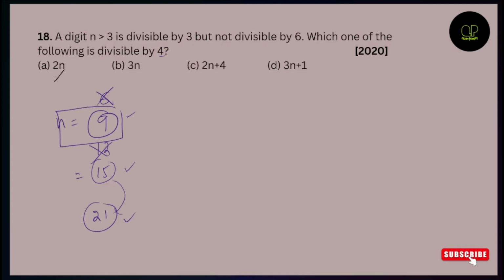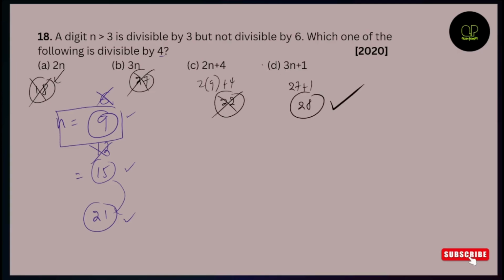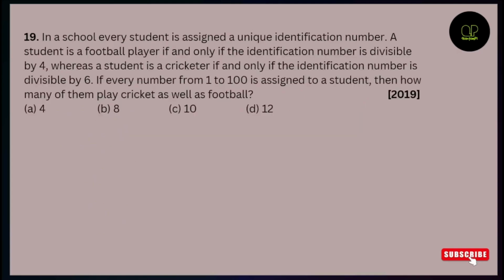So this will be 2 into 9, 18, which is not divisible by 4. This is 3 nines, 27, not divisible by 4. This is 2 into 9 plus 4, 18, 22, which is not divisible by 4. So 9 3 is 27 plus 1, 28, is divisible by 4. Yes. So this is your answer.